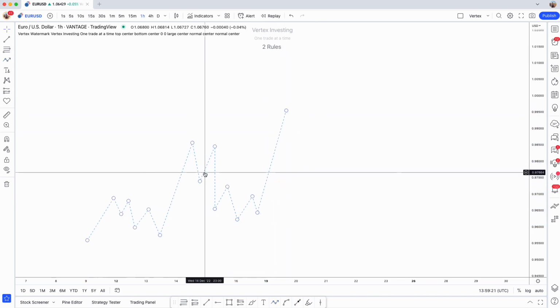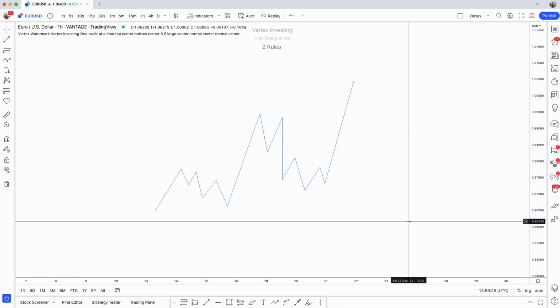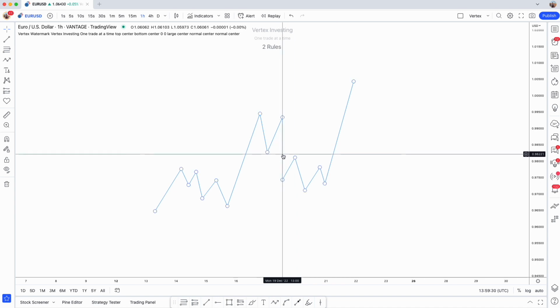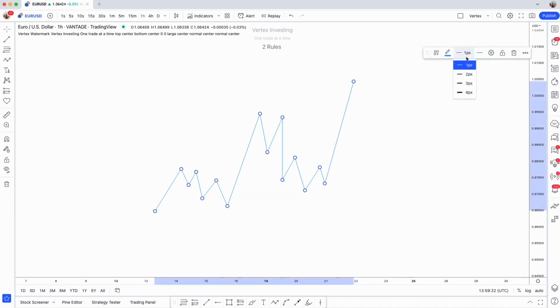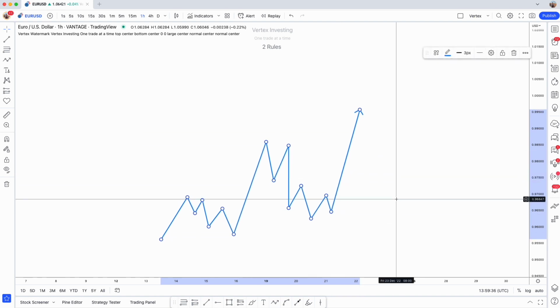Let me make this a bit thicker. There we go. So this is what we generally see of how the market moves. Now, how do we fit the two rules around that?